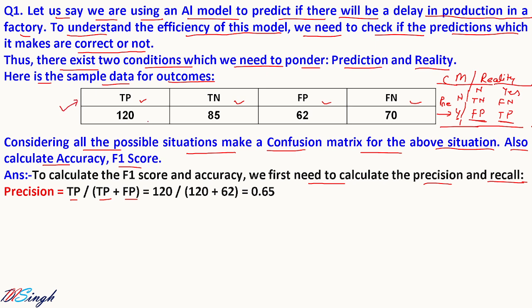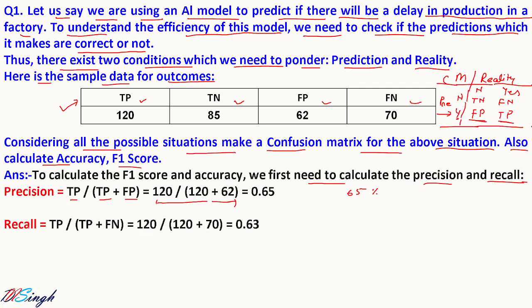So how many times is it going to give us true positive? 120. By 120 plus, how many times is it going to give false positive? So 120 plus 62. And if you calculate this value, you are going to get 0.65. So the value of precision is 0.65. If you want to calculate it in percentage, multiply it with 100 and you will get 65%. I have not calculated the value here in percentage.